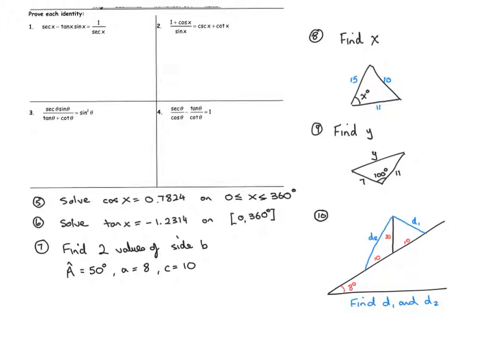So question 1, we've got the blackboard ready. Let's get a nice little pen going. Let's go for white. So we've got sec x minus tan x sine x, and we've got to make it into 1 over sec x.